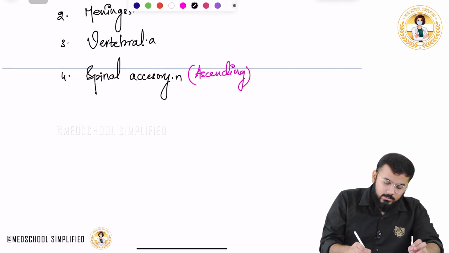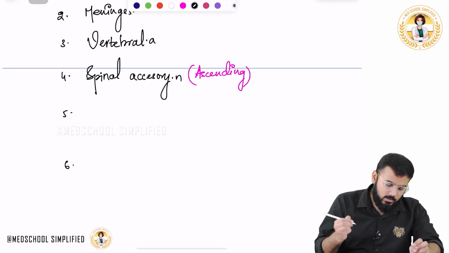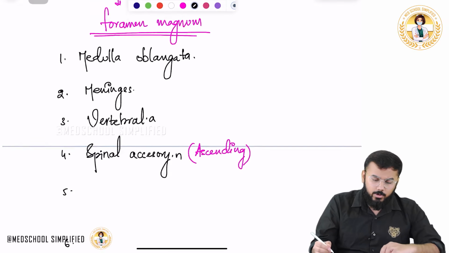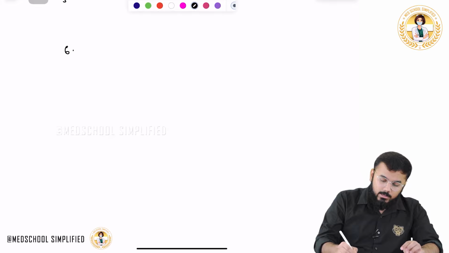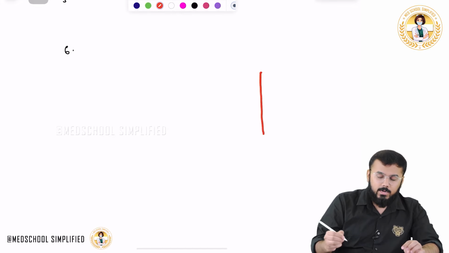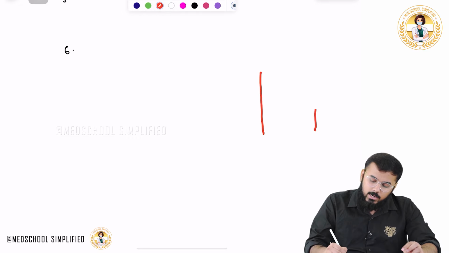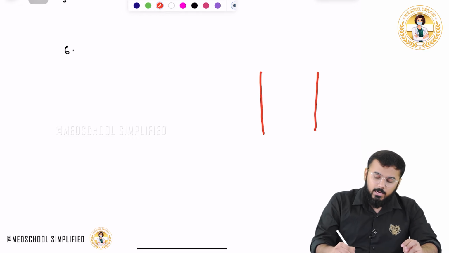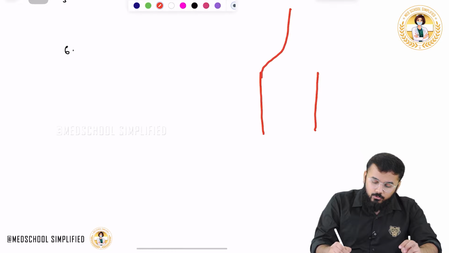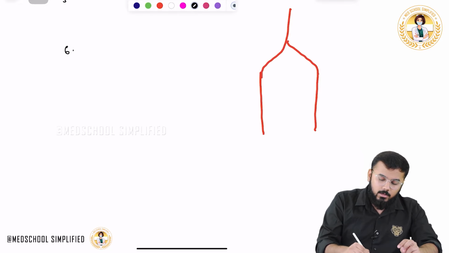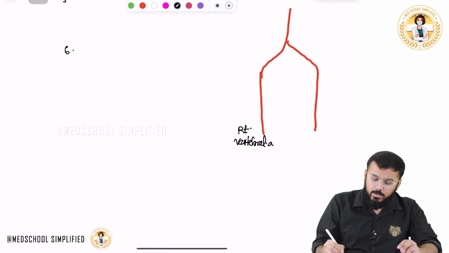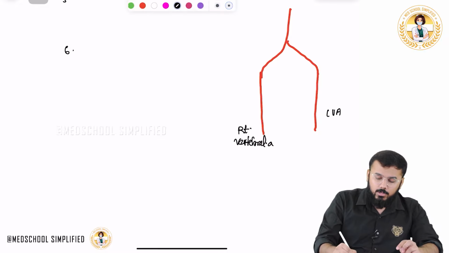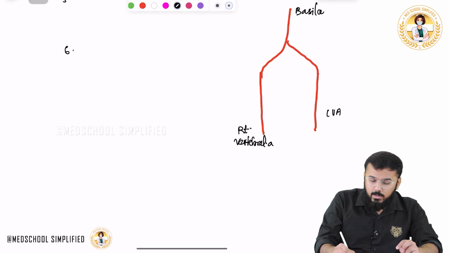After the spinal accessory nerve, the fifth and the sixth. What are these? You need to understand that there is an artery going up like this. This artery is the right vertebral artery, and this artery is the left vertebral artery. The right and left vertebral arteries join together to form the basilar artery.